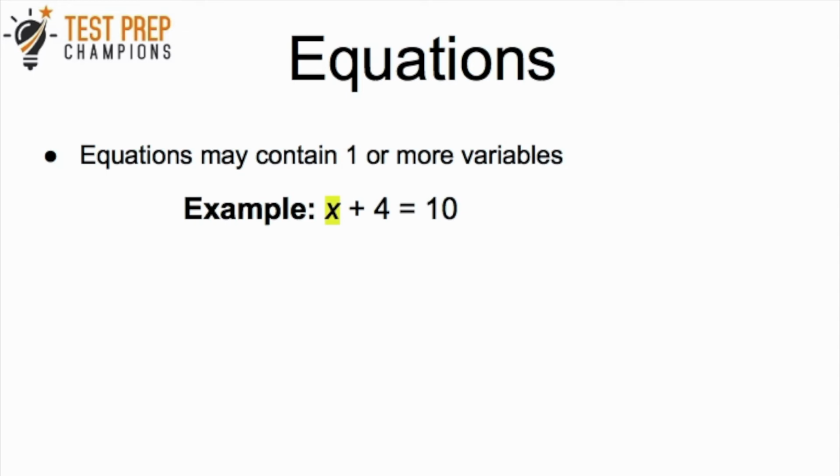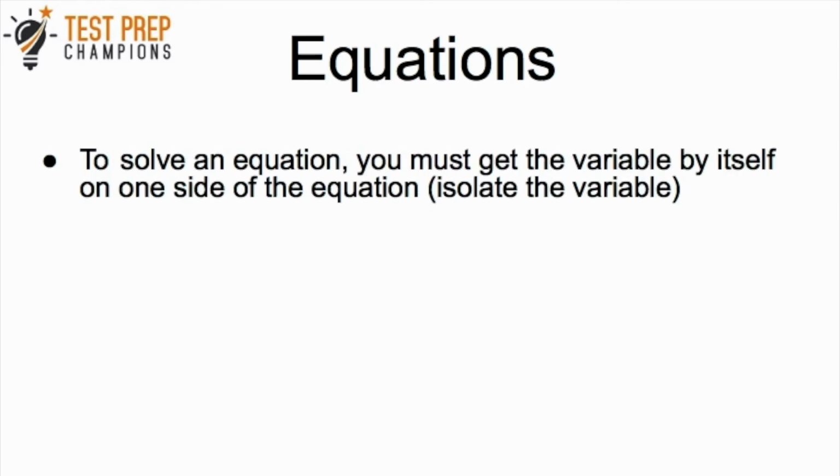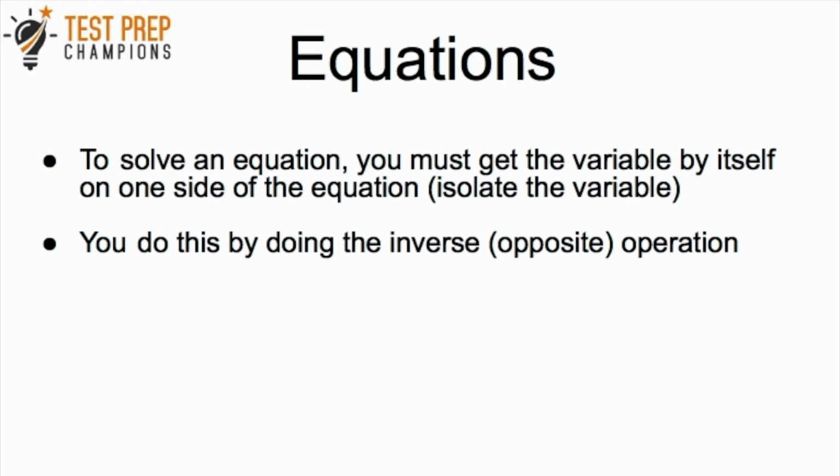I mentioned this previously in the video, but repetition is always helpful. A variable is a symbol that we use to represent an unknown value. All right, so that's why we have an x here. So how do we solve equations? Well, to solve an equation, you have to get the variable by itself on one side of the equation. So in other words, you must isolate that variable. That's always a strategy, all right? And how do you do this? Well, you isolate that variable by doing the inverse, which is a fancy word for opposite, operation.